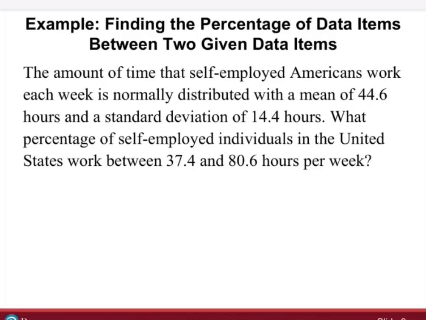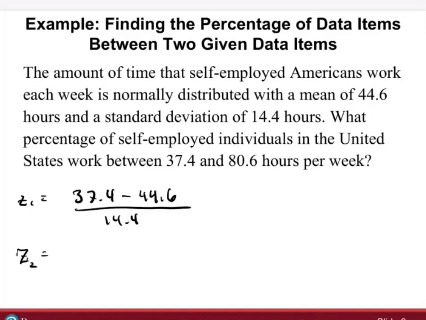So I'll just label it as z1 for the first z-score. If we got this, 37.4 minus the average, 44.6, divided by the standard deviation, 14.4. We use a calculator to get a number. Then our second z-score, we got 80.6 minus, and everything else stays the same.